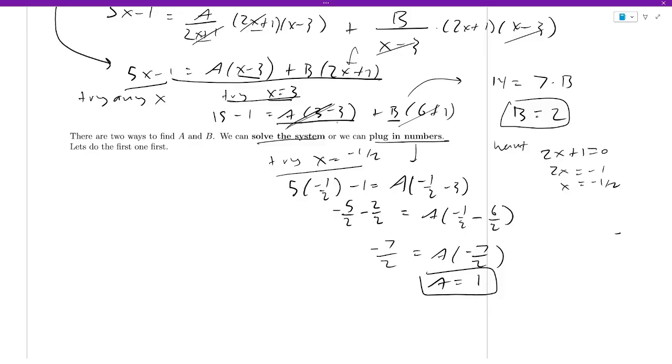Sometimes because of how the numbers are, there's actually no single x that you can plug in which eliminates all but one term. So it's good to know a more general method to do it, and the solving the system method will always work. So let's see what that looks like. We're going to start from here. So you want to get to this stage.